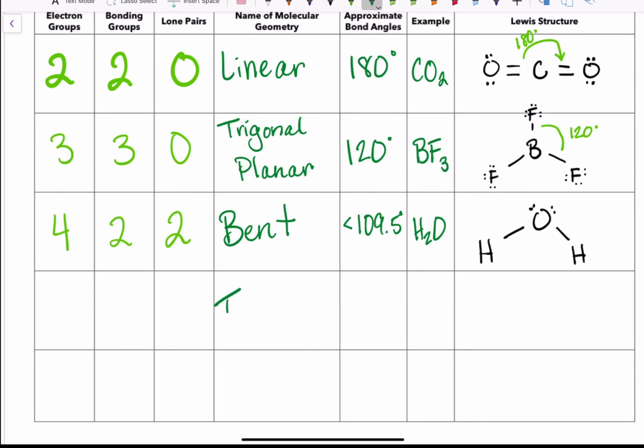Our next one is called tetrahedral. An example of tetrahedral is CH4. You guys know the prefix tetra means 4. So a lot of times if you see something with 4, you might be looking at something that's tetrahedral, but it is best to double check.